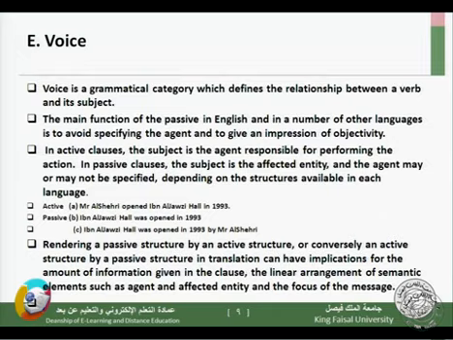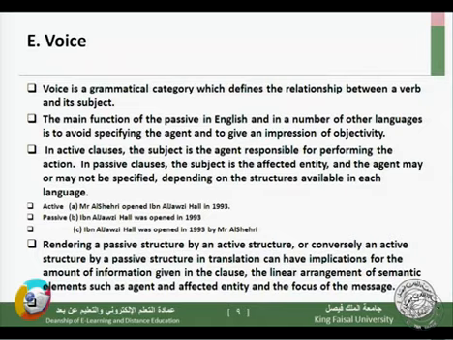Now, this is the most difficult aspect of grammatical problems in translation, and to be honest, in learning English as a foreign language, especially for Arabic-speaking students. Now, voice, what do we mean by voice? Voice is a grammatical category which defines the relationship between a verb and its subject. The relationship between verb and subject.